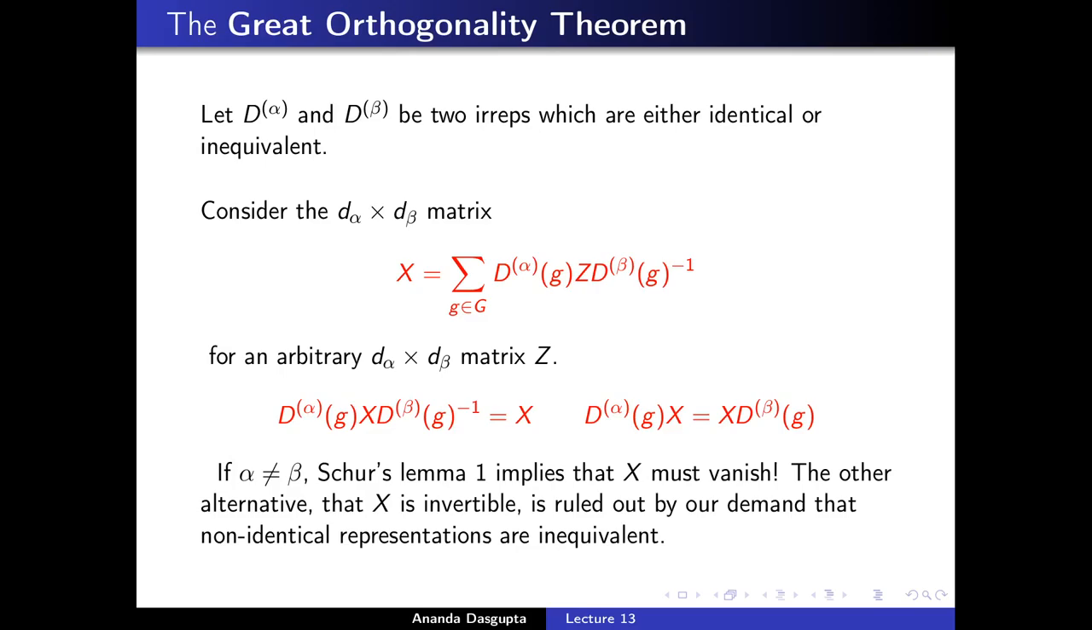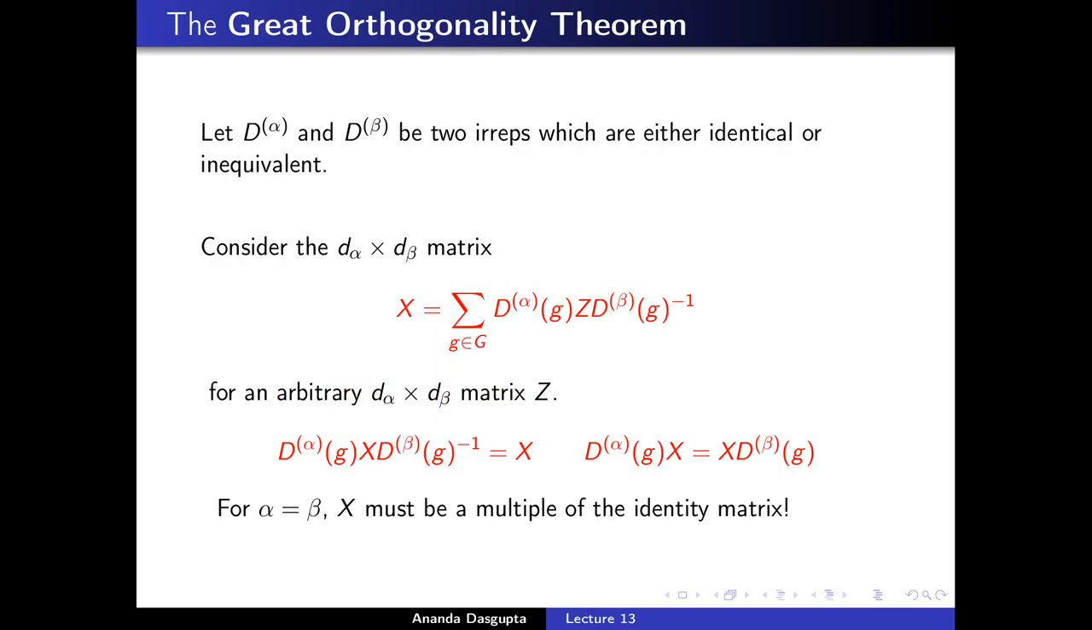What about if alpha were equal to beta? For alpha equal to beta, x must be a multiple of the identity matrix. That's Schur's second lemma. And now our job essentially is to figure out exactly what multiple this is. First, let us combine those two statements. If alpha and beta are different, then x must vanish. If alpha and beta are equal, then x must be a multiple of the identity.